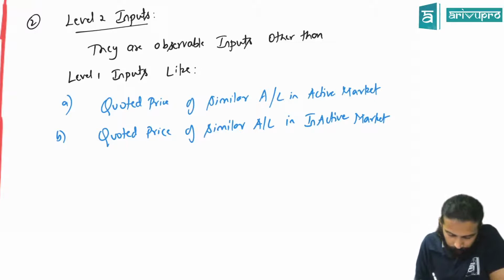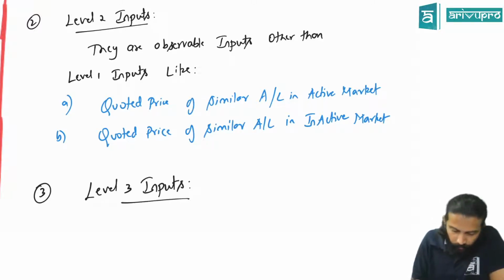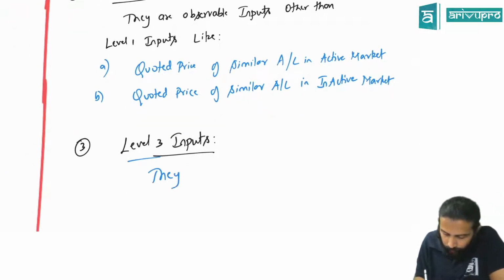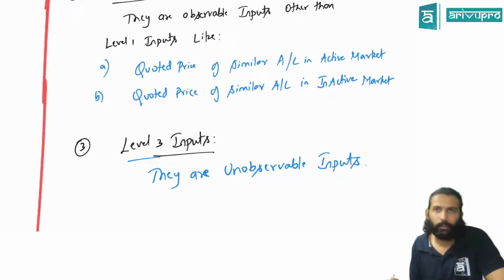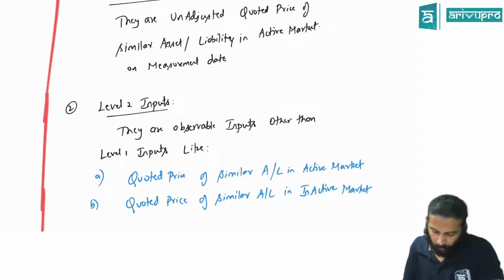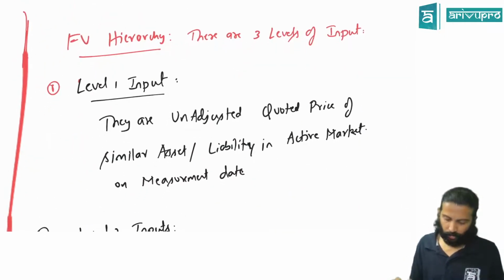Point number 3. First we'll write and then we'll discuss. Level 3 inputs. They are unobservable inputs. If you have to copy anything, just see if you have to write anything, write it down.